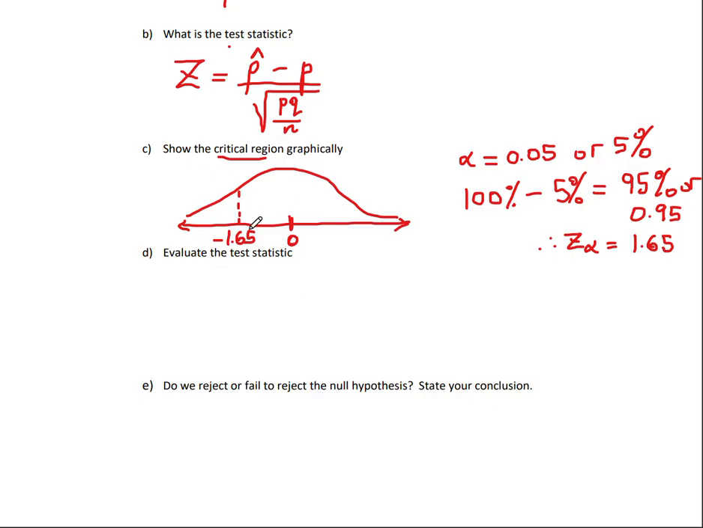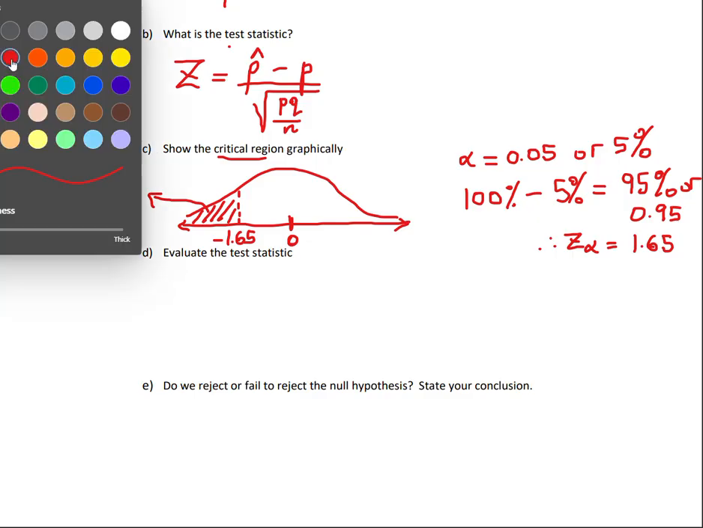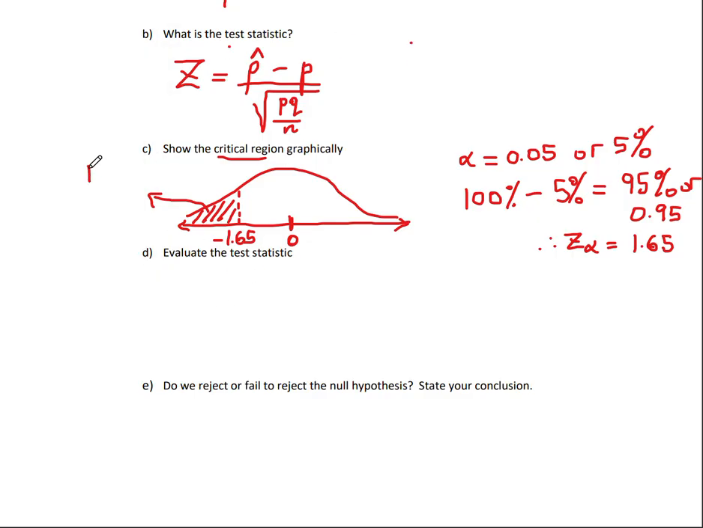So we locate negative 1.65 in the left tail of the curve, and in these situations you're always going to shade the area to the left of the critical value. So negative 1.65 is our critical value here, and this shaded region to the left of negative 1.65 is our critical region, or rejection region. We can use either. Again, we're going left because this is a left tail test. This would be the rejection region, or we could have written critical region as I was indicating before.